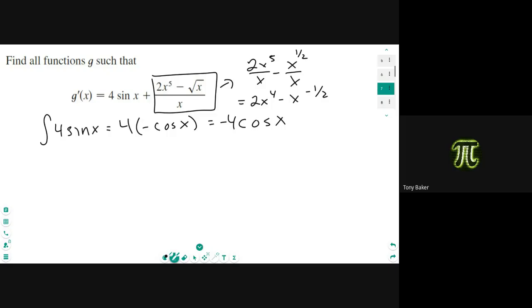So, all right. So we're now at this, right? So I can find the derivative of that or the integral of that. So let's do the integral of 2x to the 4th.